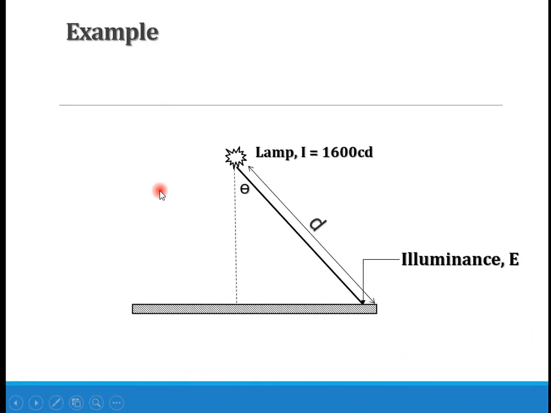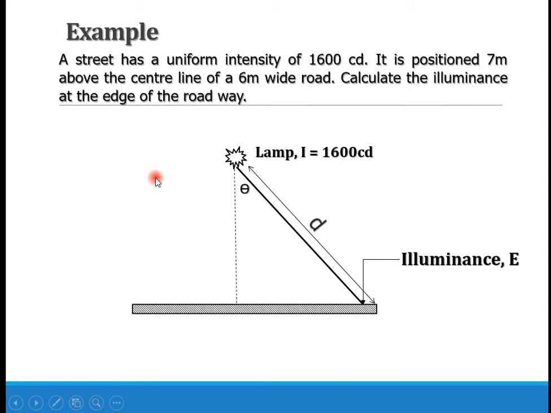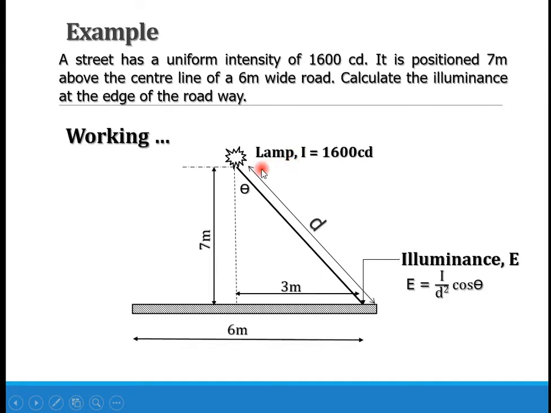And if we look at an example, let's say a street lamp has a uniform intensity of 1600 candelas. It is positioned 7 meters above the center line of a 6 meter wide road. Calculate the illuminance at the edge of the roadway. So in this case, this is the diagram.